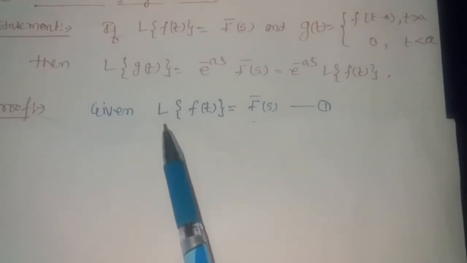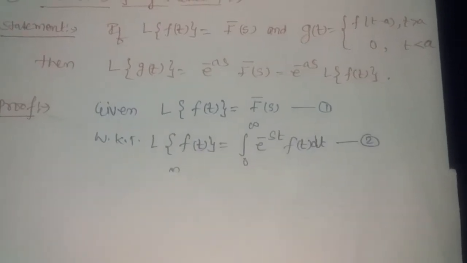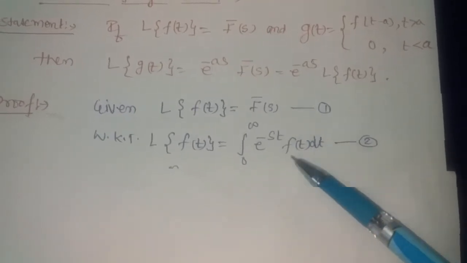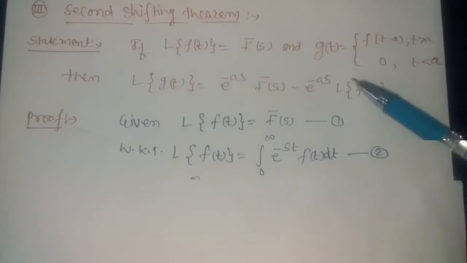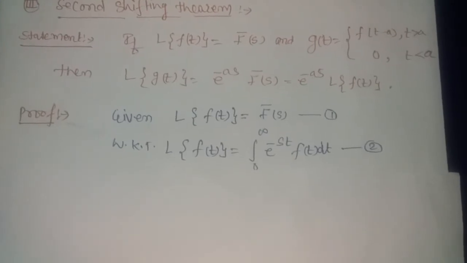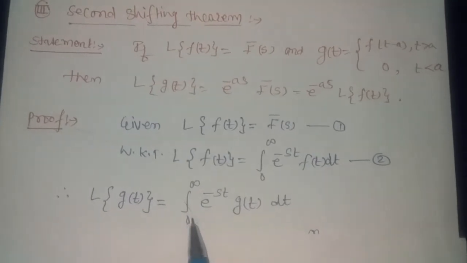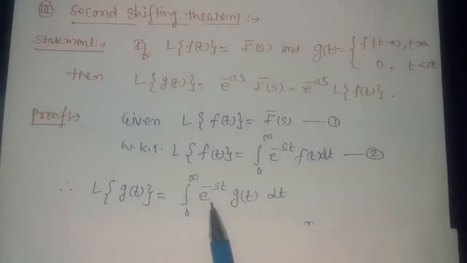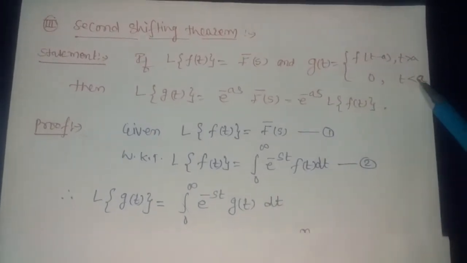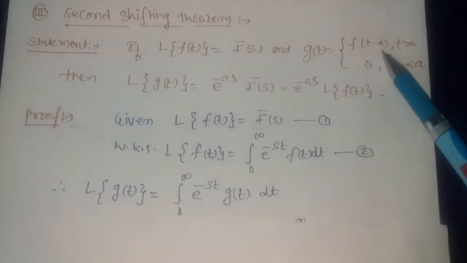given Laplace transform of f(t) is f bar s and we know that Laplace transform of any function f(t) is given by integral 0 to infinity e raised to minus st into f(t) dt. Now here we have to find the Laplace transform of g(t). So in place of f(t) we replace g(t) and we get Laplace transform of g(t) is integral 0 to infinity e raised to minus st into g(t) dt. Now the value of g(t) from 0 to a is 0, and from a to infinity the value of g(t) is f of t minus a.